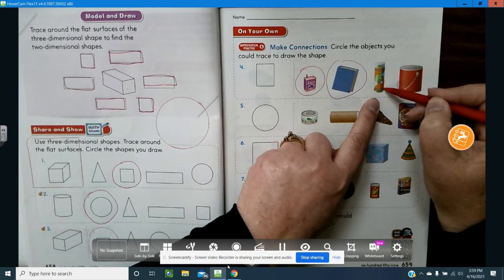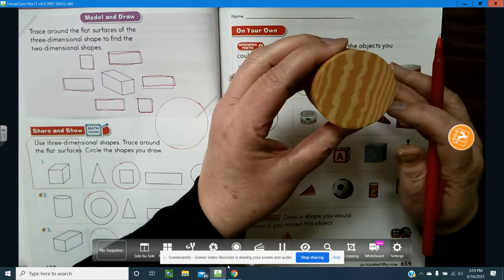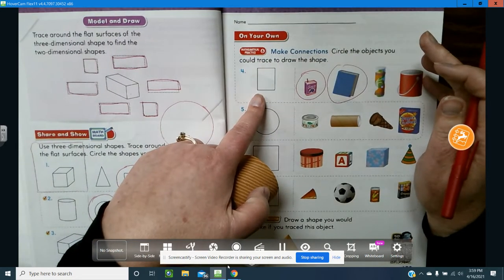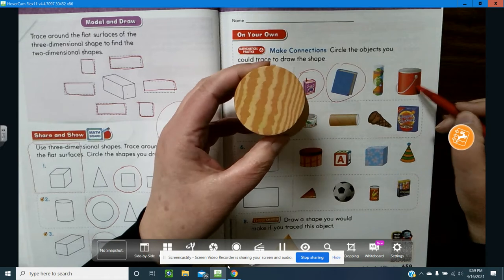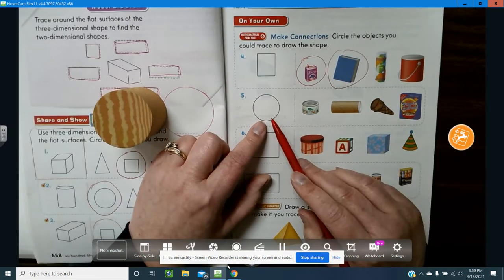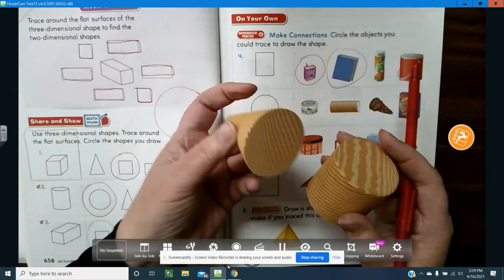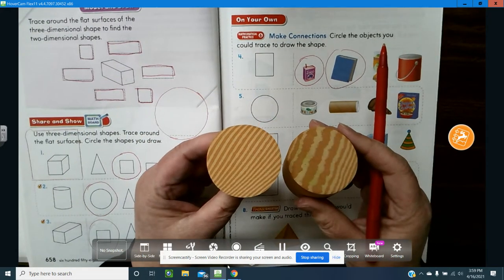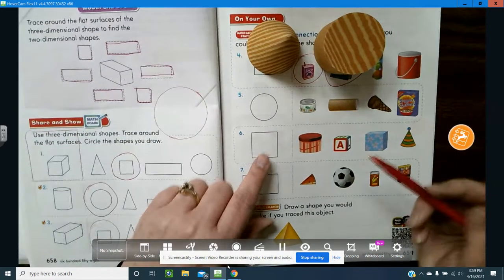What about this can that looks like a cylinder? Could you trace the cylinder and get a rectangle? No, this can looks like a cylinder. They would make a circle, so you cannot use those. What two shapes did we learn made circles? A cylinder and a cone. They both have a circle side. So we can set them down on their flat side.